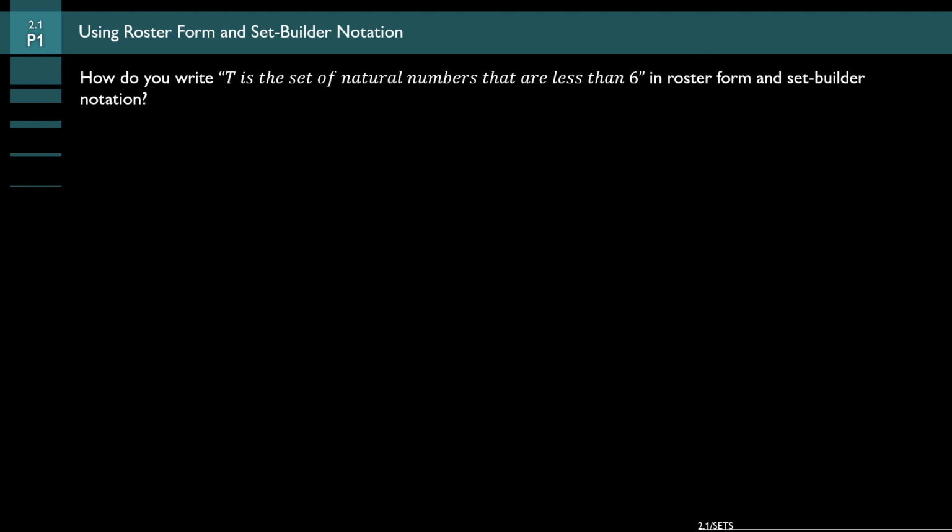So what I'm going to do is I'm going to go ahead and take that phrase that they gave us, and I'm just going to rewrite it. T is the set of natural numbers that are less than 6. So we're going to do a lot of what we did in the first unit, which is translate the English to math. Let's start, though, with the natural numbers.